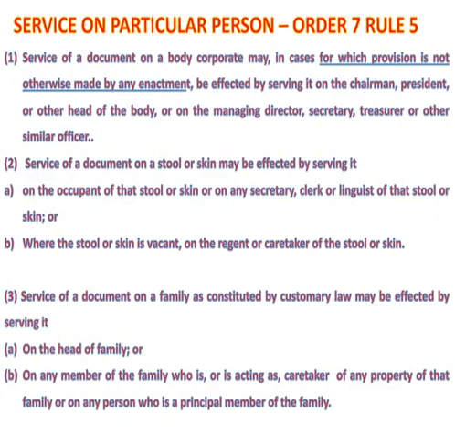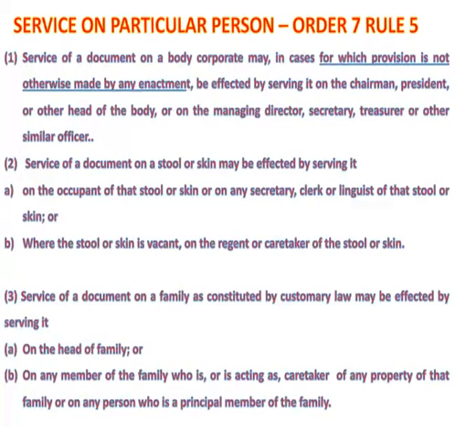Because of its import, I'm going to read out the entire Order 70 rule 5, and then from there we shall analyze in detail what it says in essence. Order 70 rule 5(1): Service of a document on a body corporate may, in cases for which provision is not otherwise made by any enactment, be effected by serving it on the chairman, president, or other head of the body, or on the managing director, secretary, treasurer, or other similar officer.